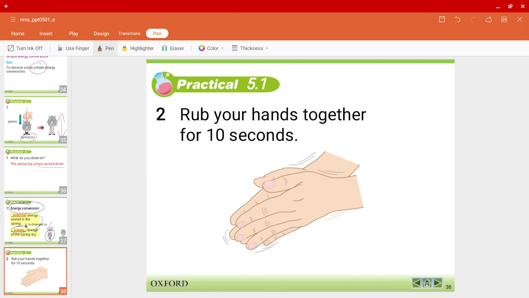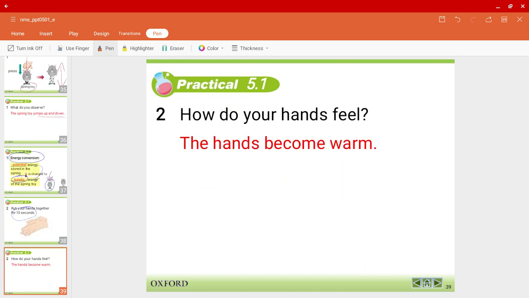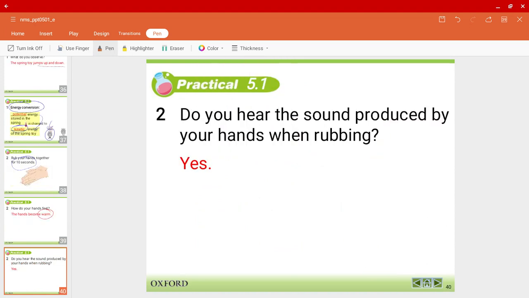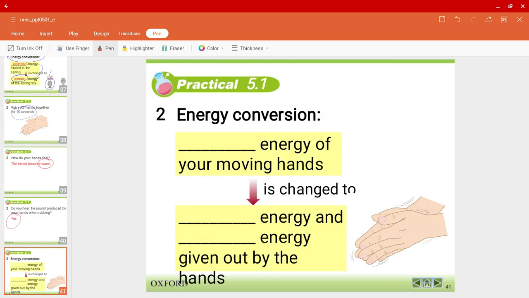Let's have a look at another example. You can actually try this by yourself. You can rub your hands for around 10 to 20 seconds, and afterwards you'll realize that your hands start to feel warm. Also, when you rub your hands like I am right now, I'm not sure whether you can hear the sound, but of course there will also be a sound produced. So let's see the energy conversion right now.